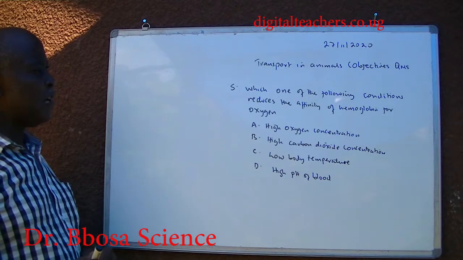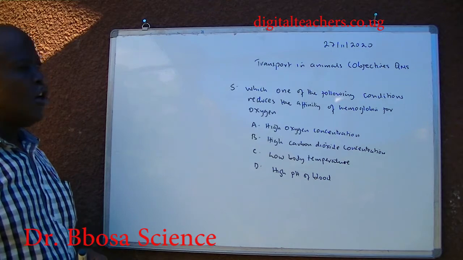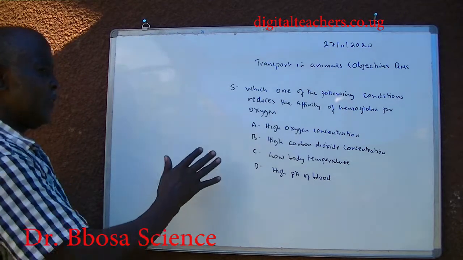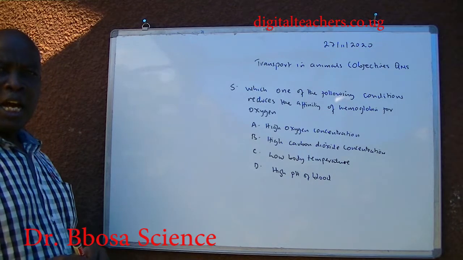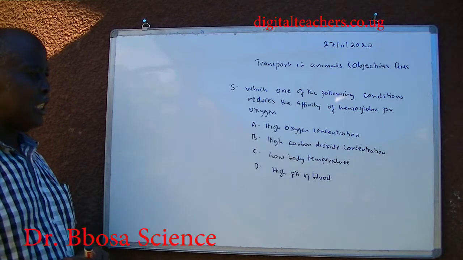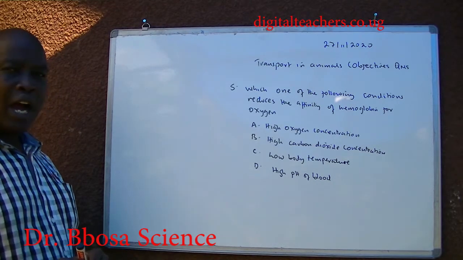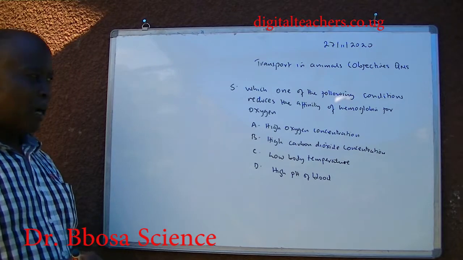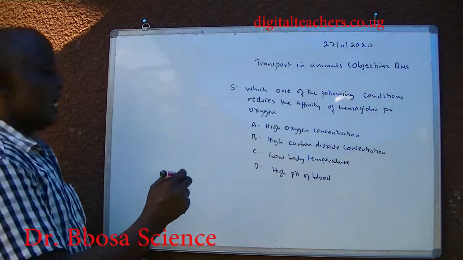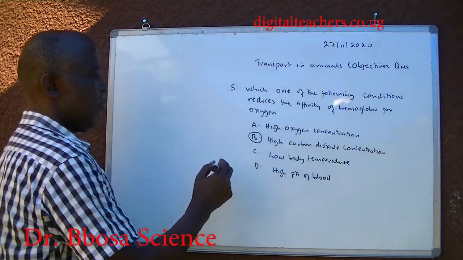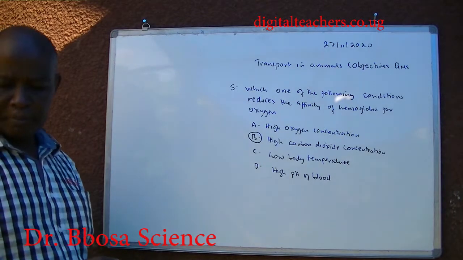Number 5, which one of the following conditions reduces affinity of hemoglobin for oxygen? A. High oxygen concentration. B. High carbon dioxide concentration. C. Low body temperature. D. High pH of blood. You can pause and answer. The answer is B. High carbon dioxide concentration.